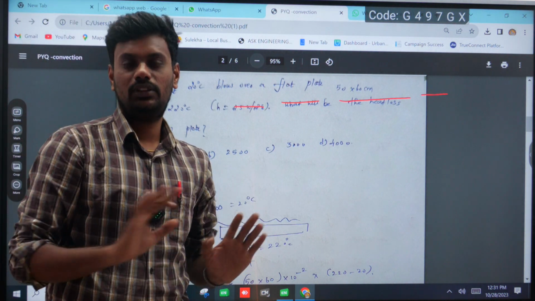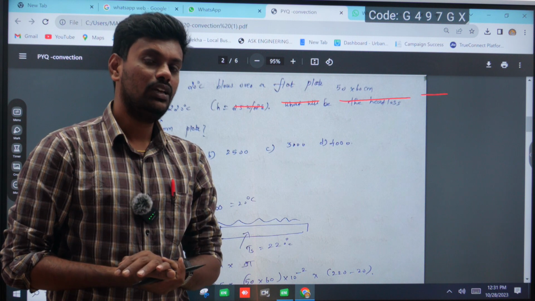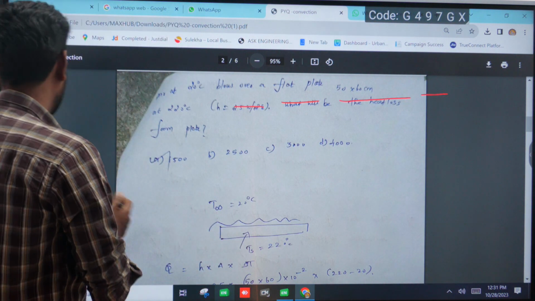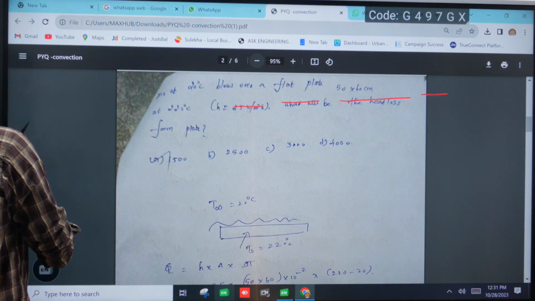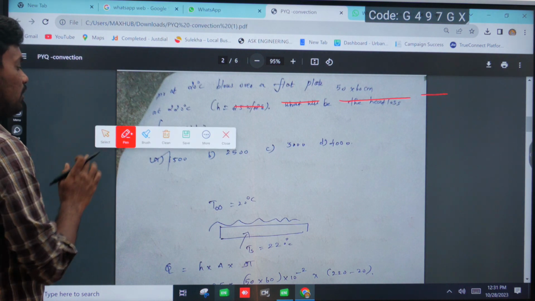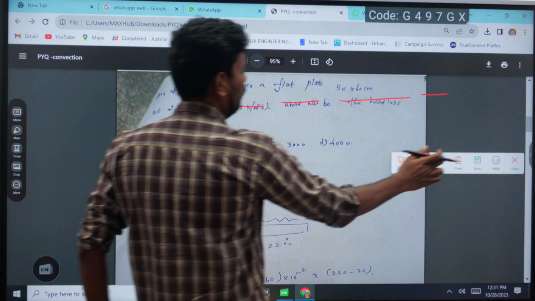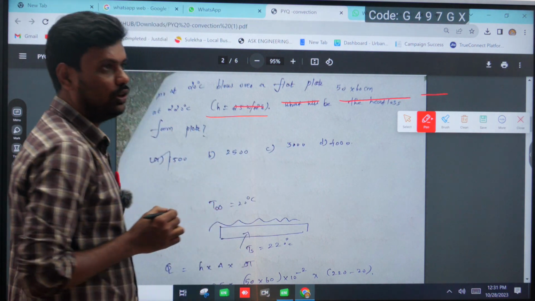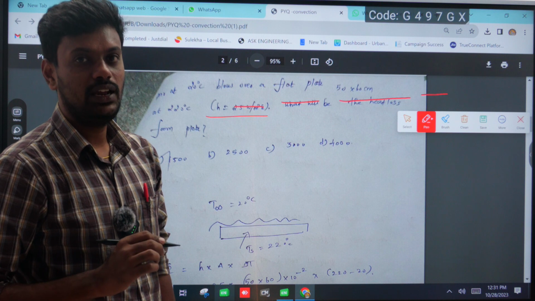So you think about that heat. Heat, from the thermal point of view, means Q only. This is a convection problem. How did I identify this is convection? Because the heat transfer coefficient is given. When they give you the heat transfer coefficient in a numerical problem, then we have to consider that as a convection problem. So this is a convection problem. The h value is given, so I have identified this as a convection type of numerical. In that they are asking for Q.